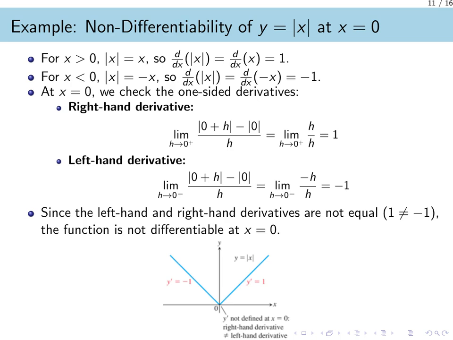To find the derivative there, we must check if the one-sided limits of the difference quotient agree. The right-hand derivative, approaching 0 from the positive side, evaluates to 1. But the left-hand derivative, approaching from the negative side, evaluates to -1. This mismatch is what creates the sharp corner you see in the graph. Because these two one-sided derivatives are not equal, the function is not differentiable at x equals 0.